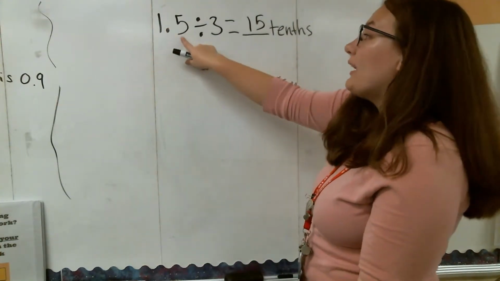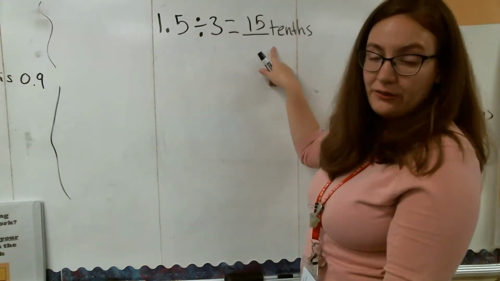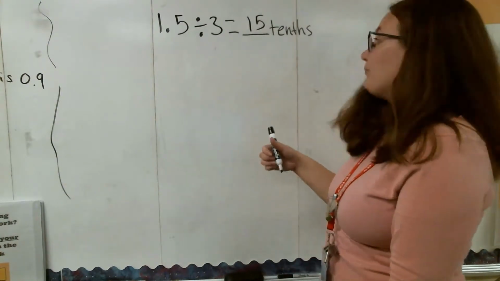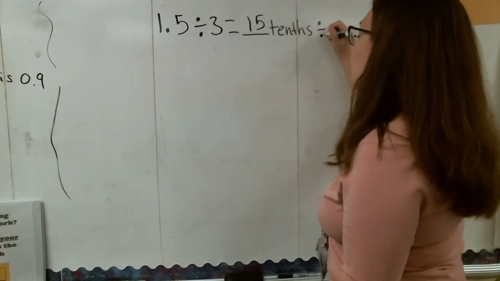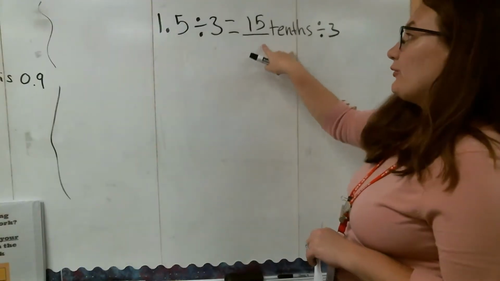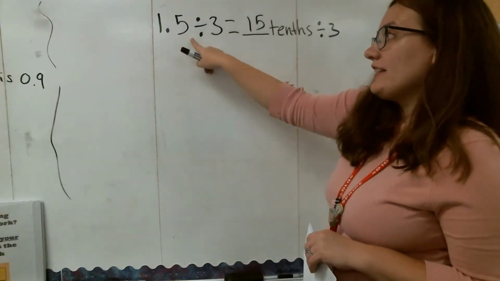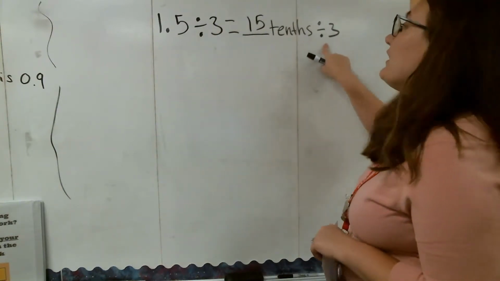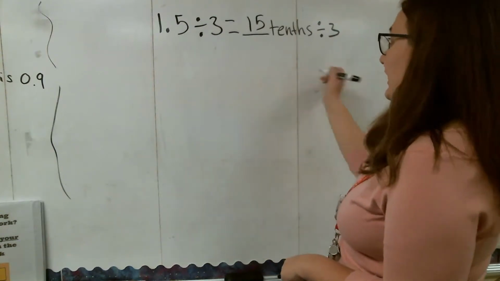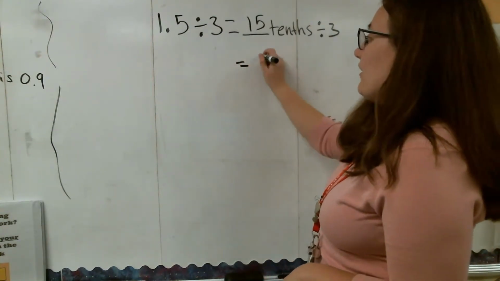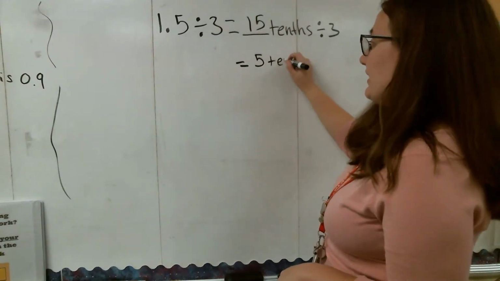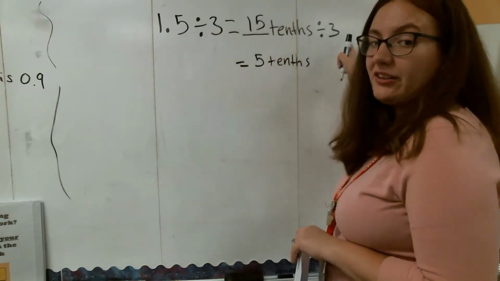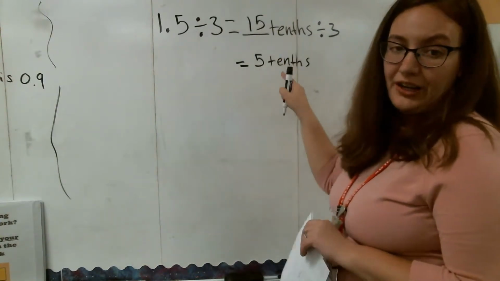So I'm going to break down this decimal into unit form so that I'm showing 15 tenths instead of 1 and 5 tenths. And then I can solve this problem in unit form. So instead of saying 1 and 5 tenths divided by 3, I'll say 15 tenths divided by 3. Now 15 tenths divided by 3 is going to equal 5, I'll bring down the units, 5 tenths. Because 15 divided by 3 is 5, and I'll bring down the units.